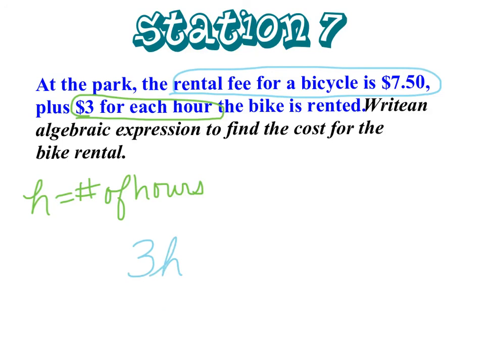That's each hour that you rent the bike, but you have to rent the bicycle itself for $7.50, so plus $7.50. And that is writing algebraic expressions from word phrases.